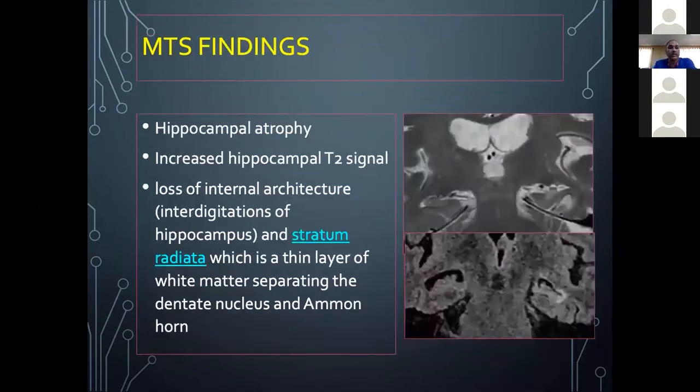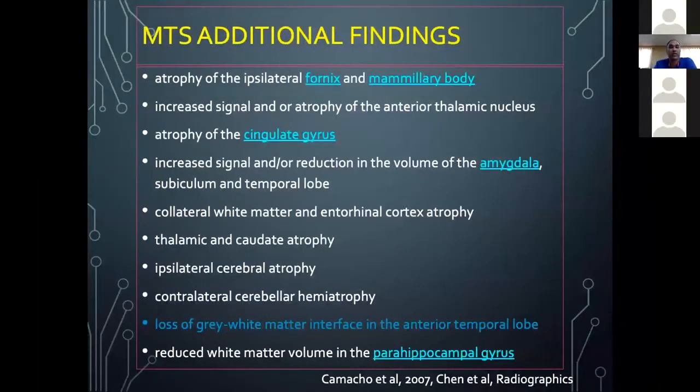So MTS findings: hippocampal atrophy, hippocampal increased signal, loss of internal architecture. These are some of the findings which we find in cases of MTS. And additional findings can include atrophy of the fornix, mammillary bodies, increased signal and atrophy in the cingulate cortex, increased signal and reduction of volume of the amygdala. Collateral white matter has to be looked at. Then you can have thalamic and caudate atrophy. You can have a complete hemispheric atrophy, or at least the same side temporal lobe atrophy. And contralateral cerebellar hemiatrophy can also be seen.